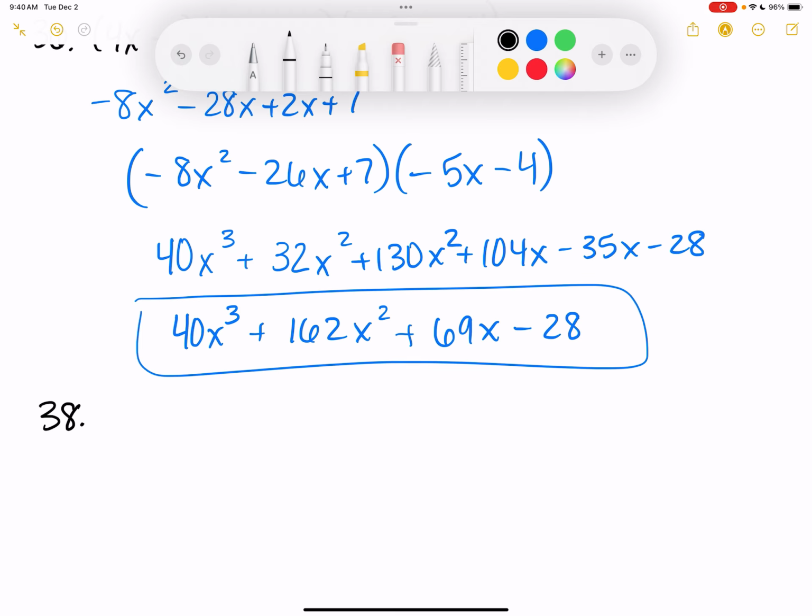So, anyways, number 38: x plus 5 times x minus 5. What is this? It is not a perfect square. Difference of squares. So that means it's just the first term squared minus the last term squared, so x squared minus 25.